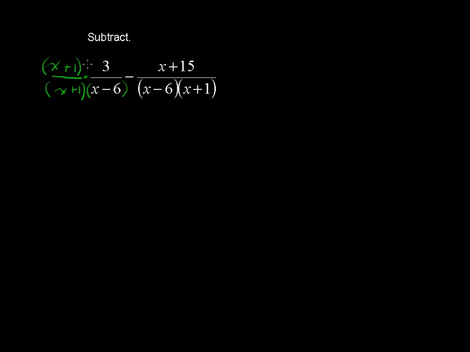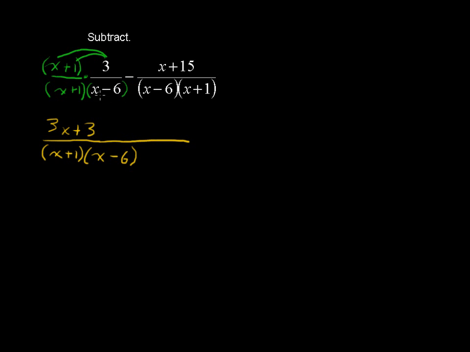Now we're going to multiply the 3 times the x plus 1 because we are multiplying the numerator and the denominator by x plus 1. So distribute that 3, and what we're going to get is a 3x plus 3 in the numerator all over the denominator of x plus 1 times x minus 6.